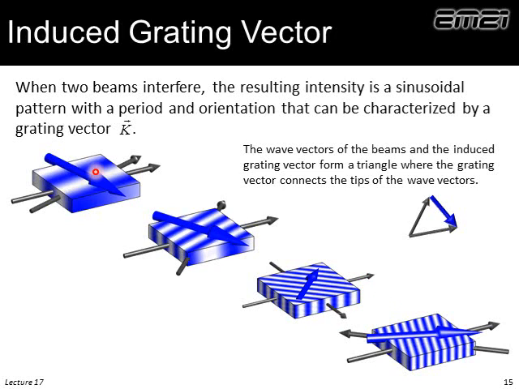So we can see this for many different cases. Now, if we have a small angle between our two wave vectors, we will have interference fringes that are pretty spread out. As the angle increases, we start seeing the periodicity of these fringes becoming smaller and smaller.